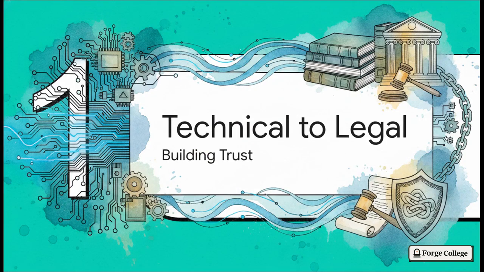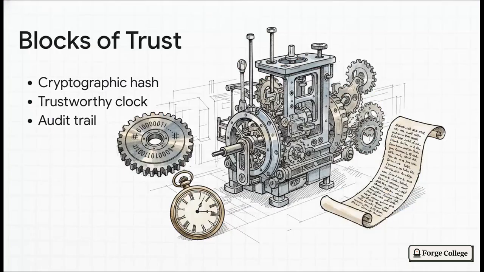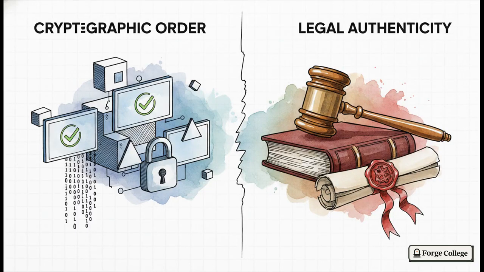All right, Section 1, from technical to legal. We've got these core building blocks of trust: a cryptographic hash, a trustworthy clock source, and an immutable audit trail. You already know these. They're the nuts and bolts of our trust machine, and they are brilliant at proving order. But a pile of shiny gears doesn't just automatically turn into a machine that a legal system is going to trust. And that brings us to the real issue here.